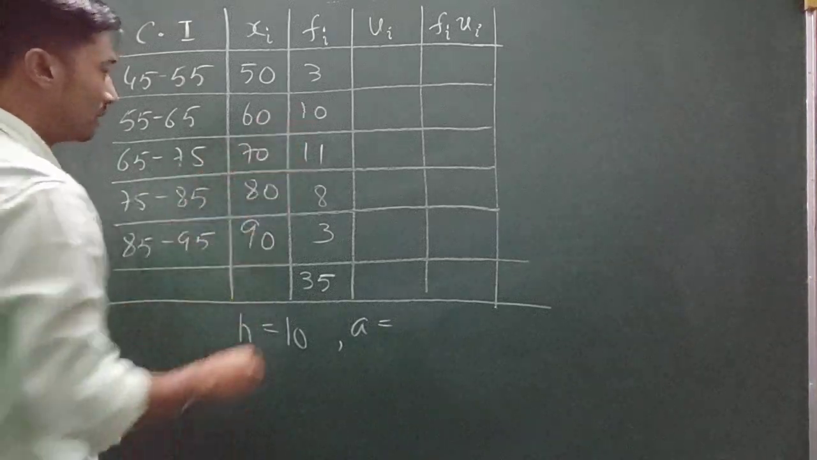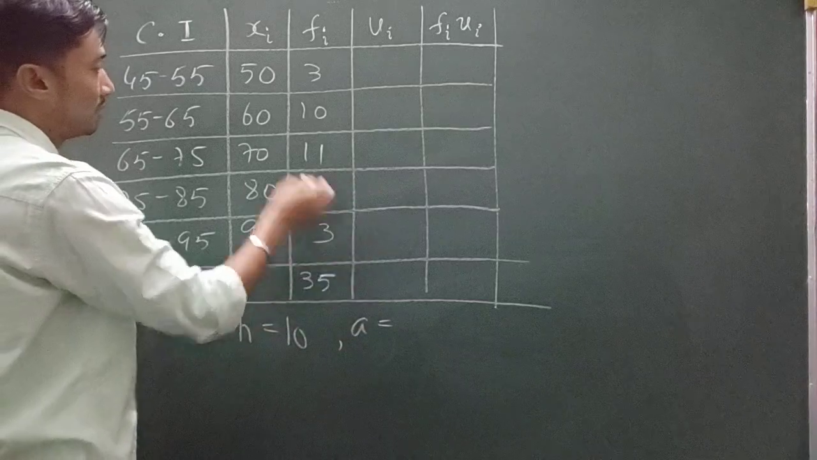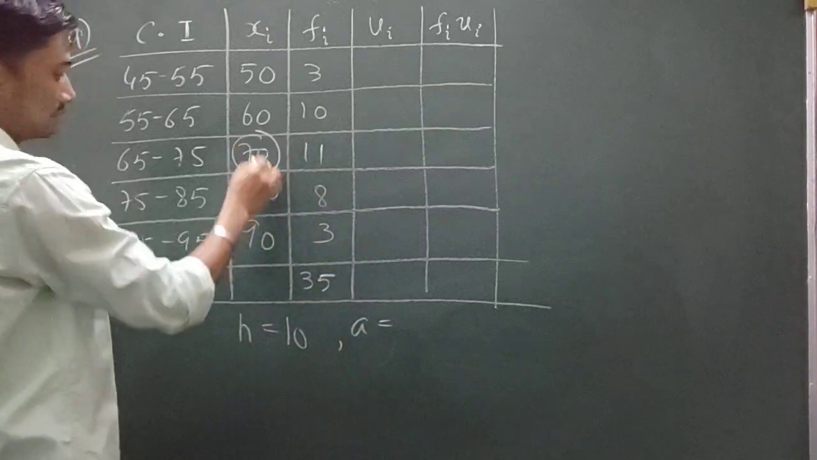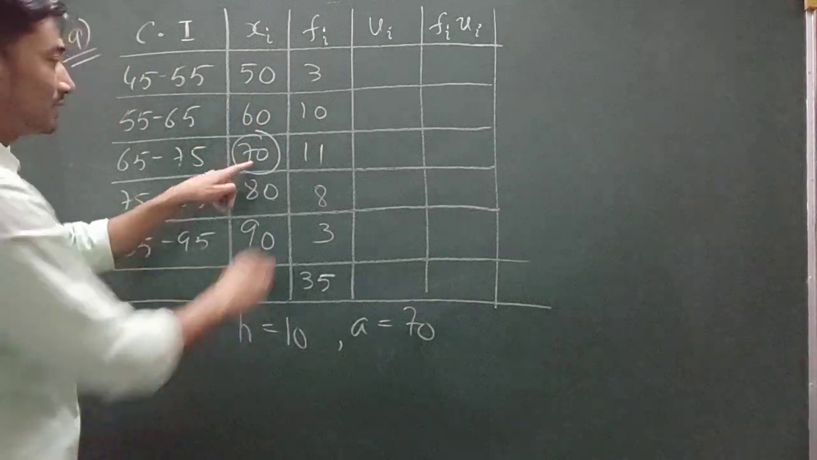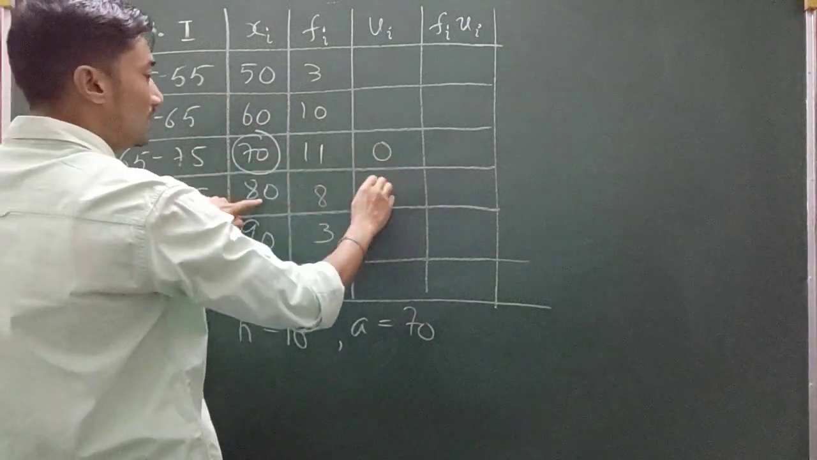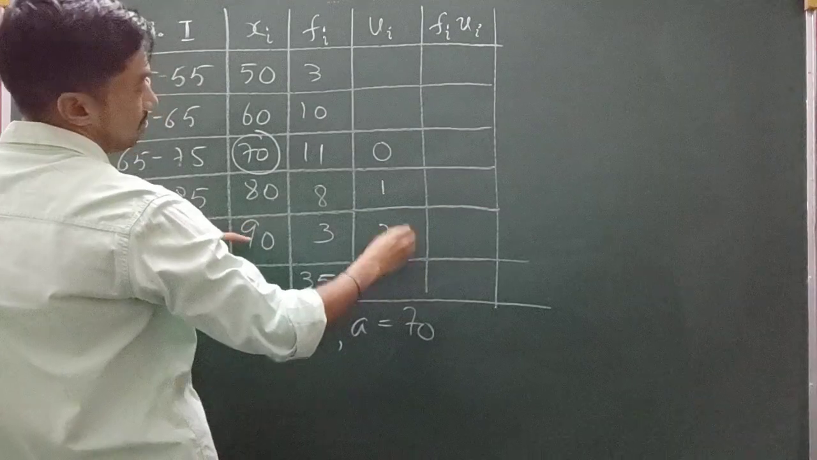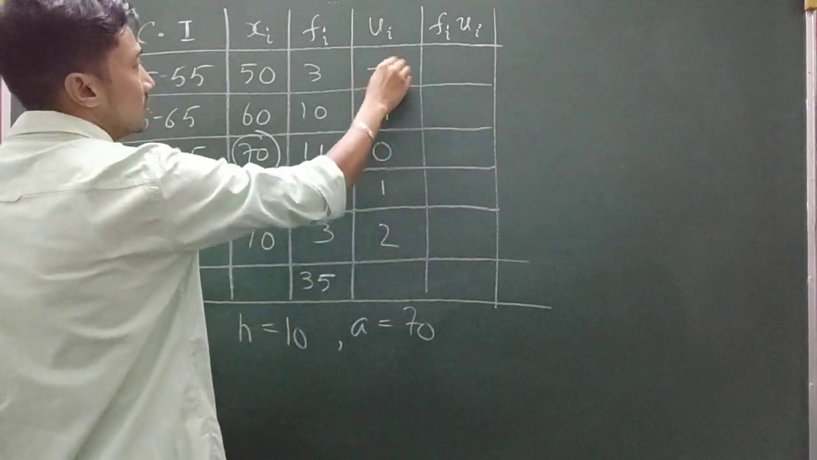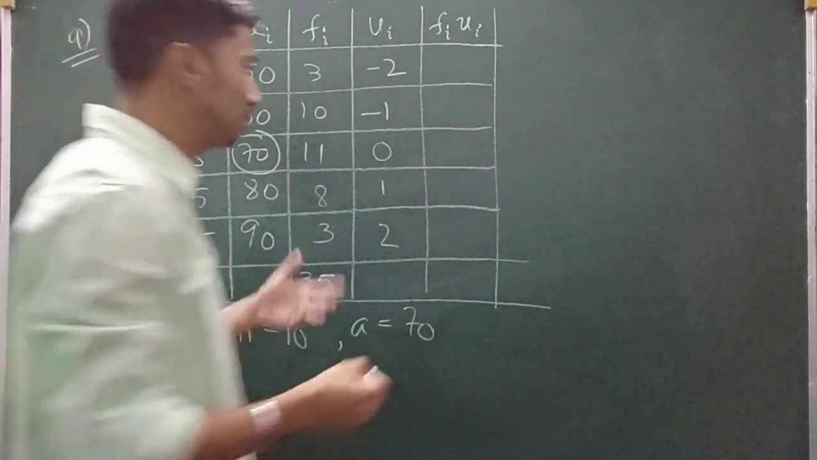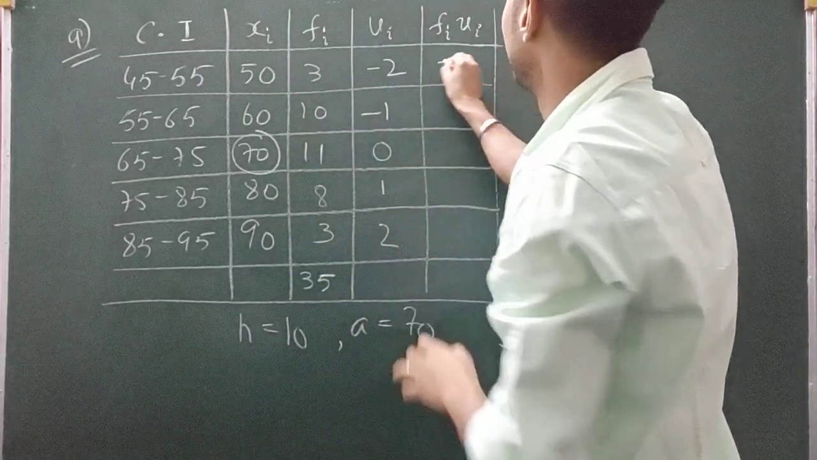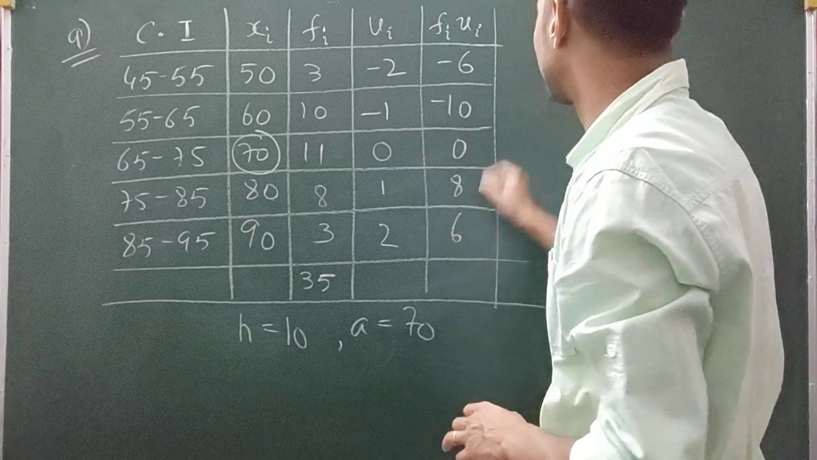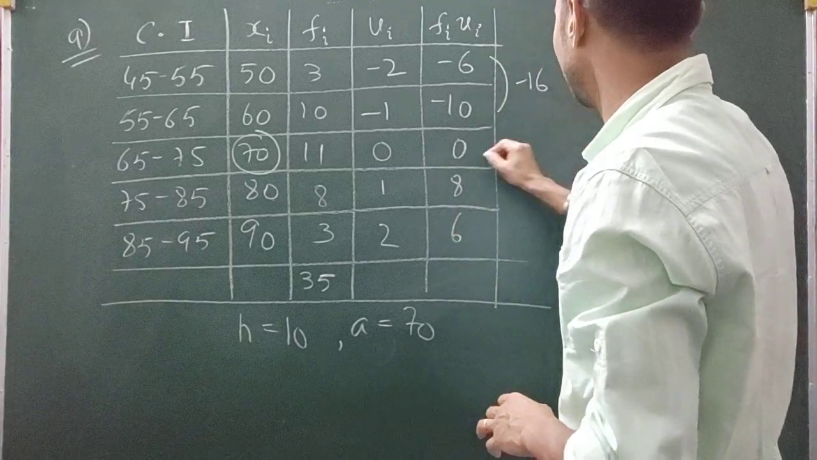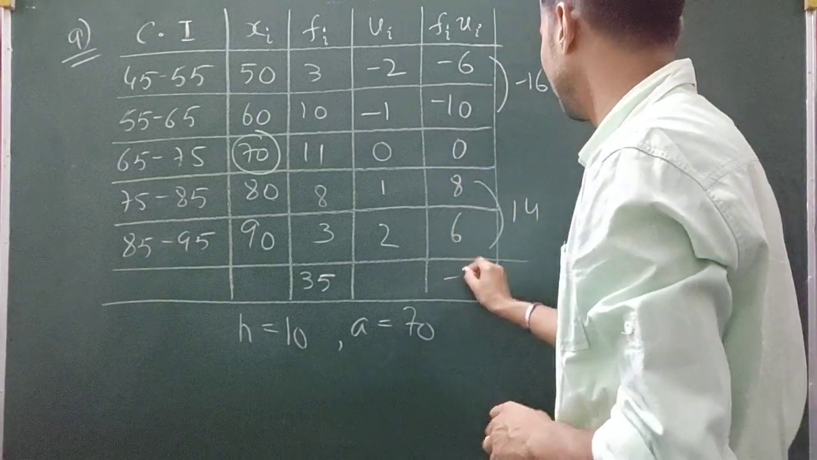Then you will assume one mean, assumed mean, that I think I will choose this one because that's the middle here. So I'll assume 70. So what did I say? 70 means in that column you write 0, below you write +1, +2, above -1, -2. Very simple. You can see so simple and very quick also. Next product, 3 2s are -6, -10, 0, 8, 6. So this is -16 and this is 14. So the value is -2.